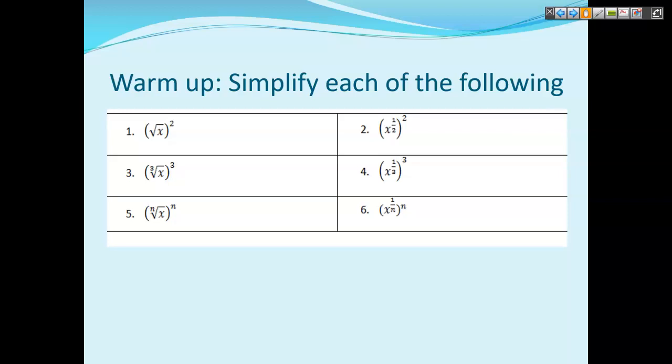Simplify each of the following. So, if you have the square root of something squared, they are what we call inverse operations of each other. Square roots and squares cancel.